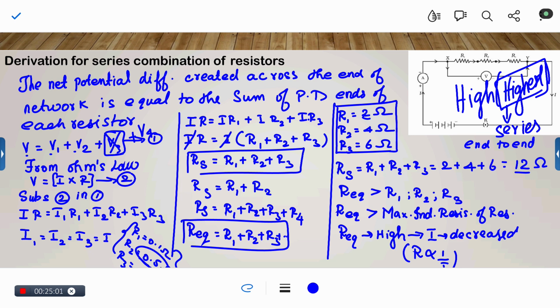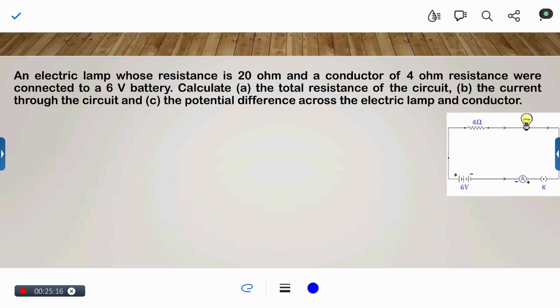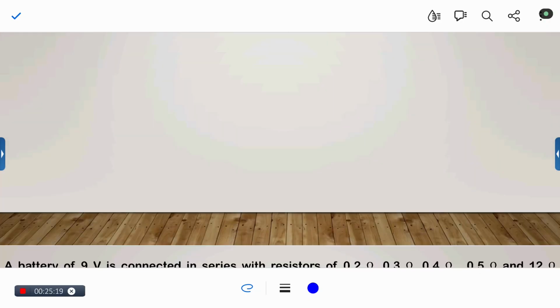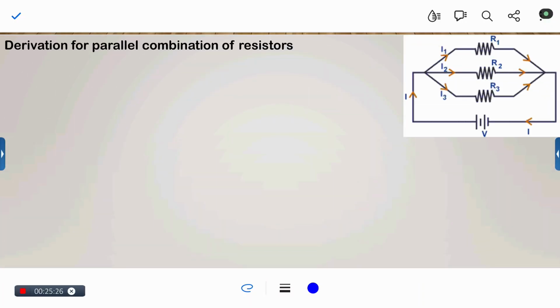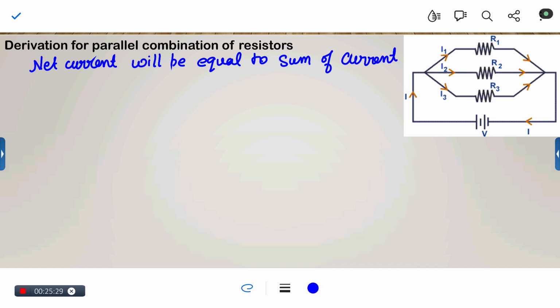The sentence will be rearranged. The net potential difference is equal to the sum of potential difference which is created across the ends of each resistor. Same as it is, the net current will be equal to the sum of current passing through each resistor. Clear? Net current means total current. That means I is equal to, totally how many resistors are there? Three resistors. Then I can write I is equal to the sum, which we all know is addition: I is equal to I1 plus I2 plus I3.